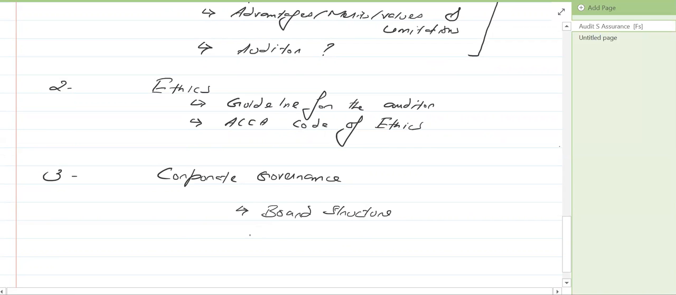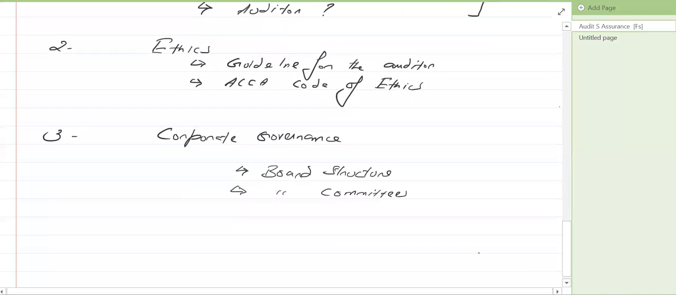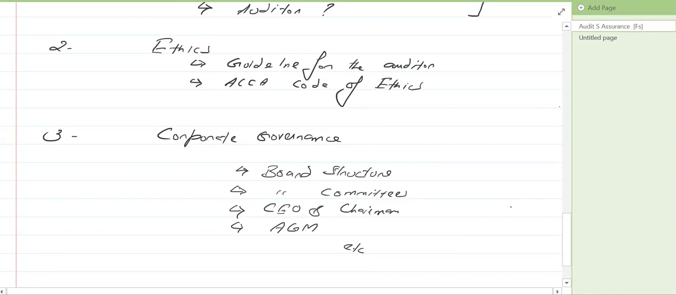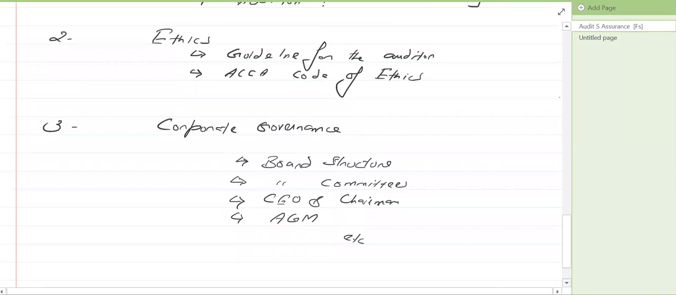like EDs, NEDs. We'll be looking at the board committees. Sorry, the nomination committee, the remuneration committee, and the audit committee, the risk committee. We'll be discussing regarding the CEO and the chairman. We'll be discussing regarding the AGMs, annual general meetings, etc. So board structure, board composition, CEO and the chairman, annual general meetings, many things in the corporate governance.